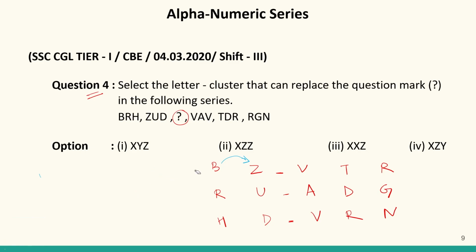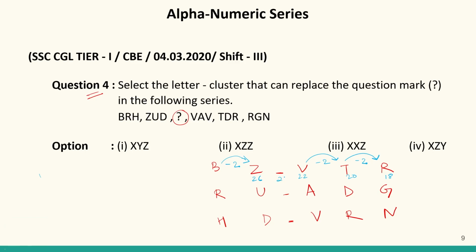So we are going backwards, because from Z also we are going to V, V to T, T to R, right? So from B, if we are going to Z backwards, that means we are subtracting 2. From V to T, V is positioned at 22. T is positioned at 20. So we are going 2 backwards. And from T to R, again, this is the 18th position. We are going 2 positions backward. So Z is the 26th position.